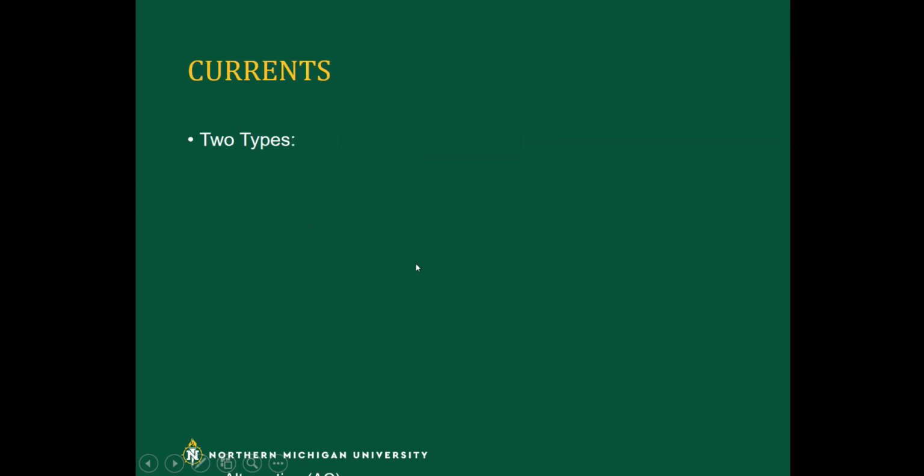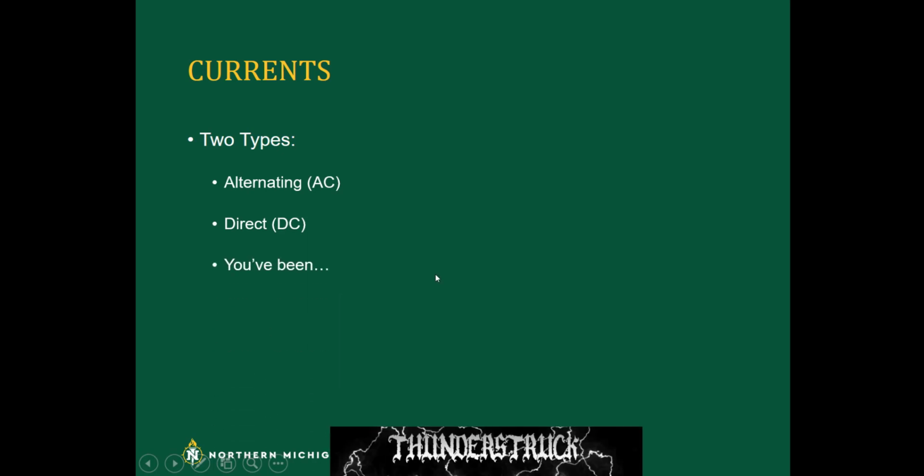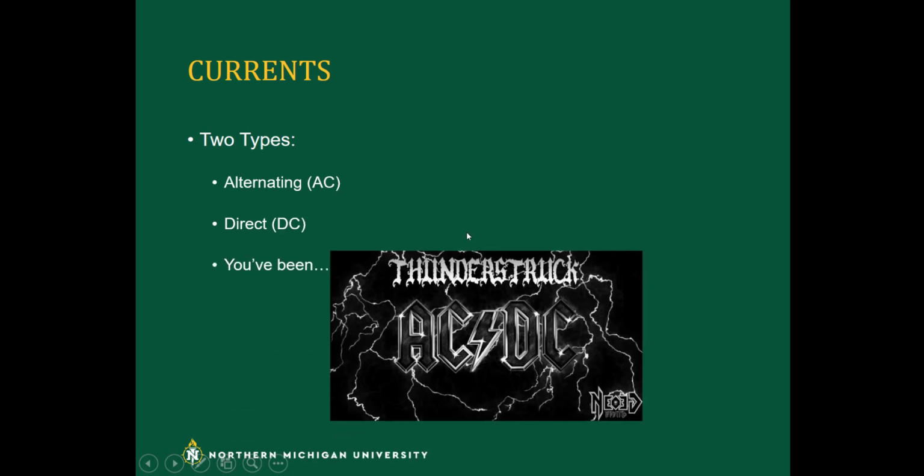Okay, moving into currents here, we have two types of currents. We have alternating currents, we have direct currents, and apparently dad jokes are coming out because we have to see that you've been thunderstruck.